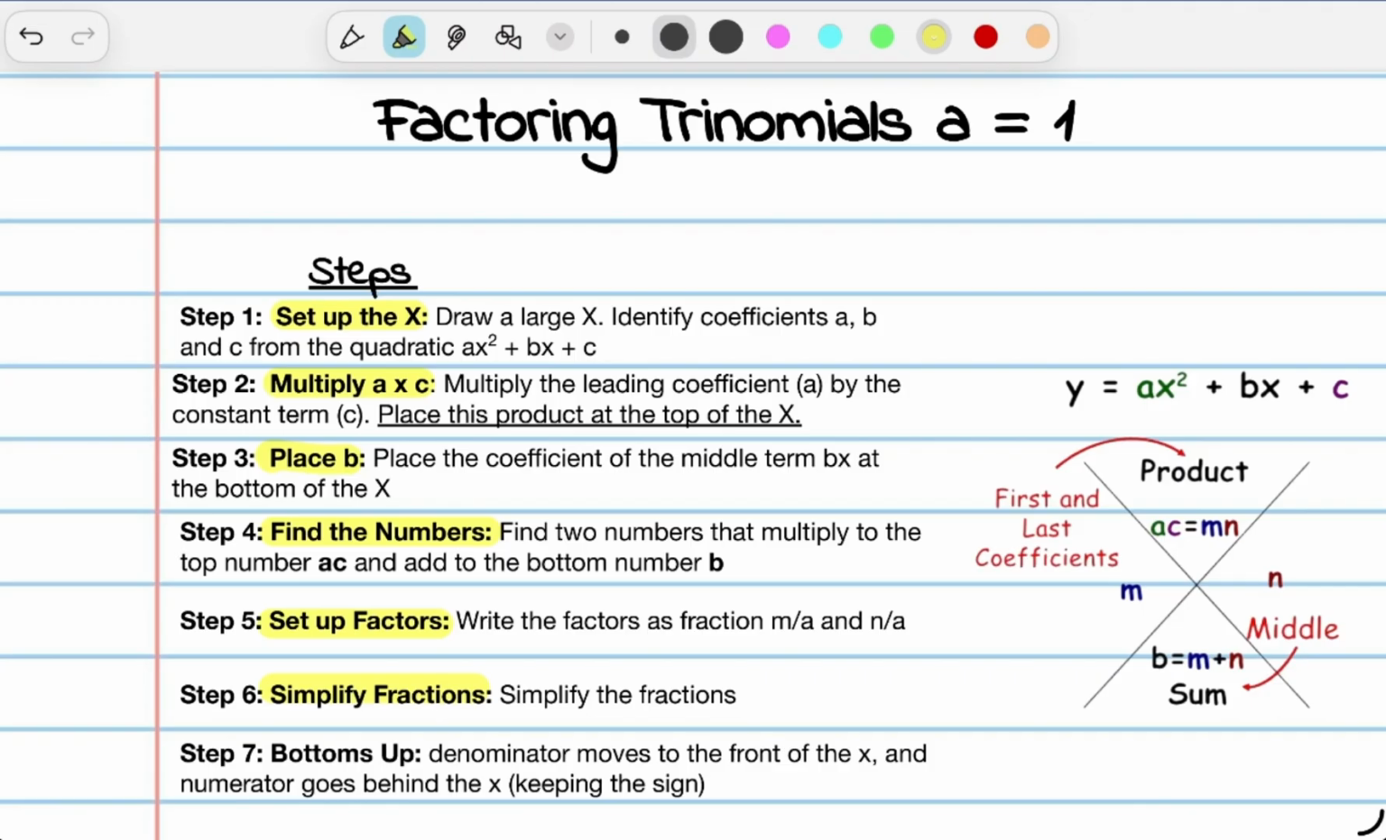And then the last step is called bottoms up. Now, this one actually gives us our answer once we follow that step. Bottoms up basically says that we're going to take the denominator and move it to the front of the x, okay? And then the numerator is going to go behind the x, but we got to make sure that we keep the sign with it because we are setting up two binomials. And with those binomials, you have an x, you have signs encased in two sets of parentheses, okay? So now that we have our steps, now let's go and look at our examples.